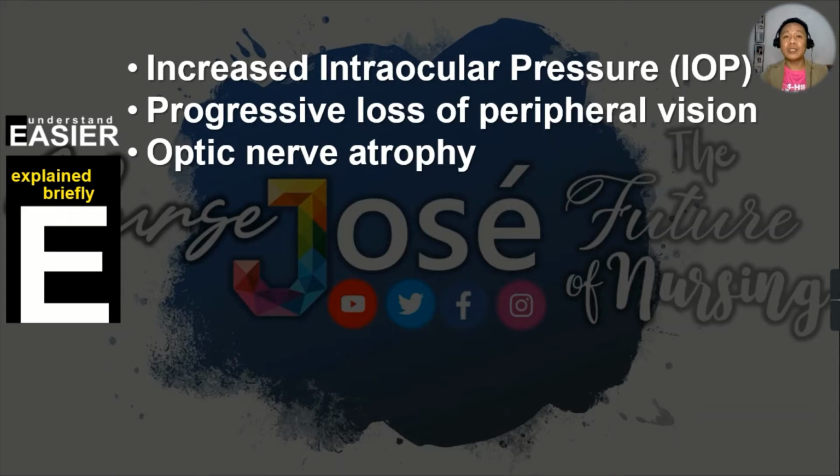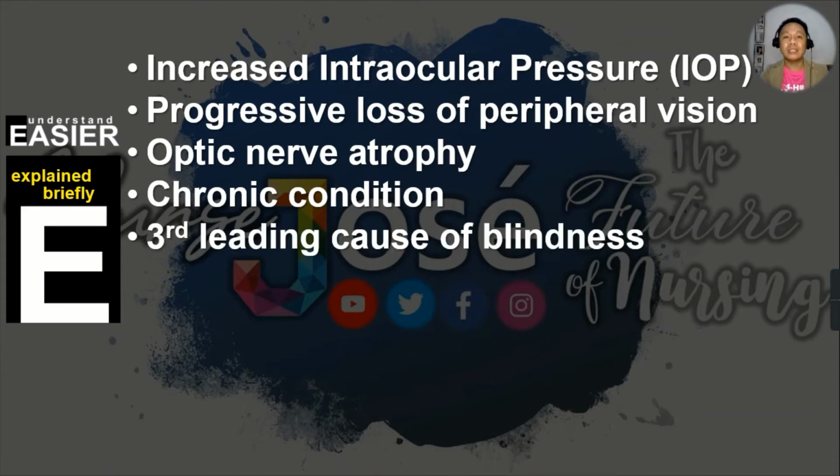Next, this is considered to be a condition that causes optic nerve atrophy. Therefore it damages the optic nerve because of the pressure that is present. At the same time, this condition is chronic, and that's why it is called a progressive condition. And of course glaucoma is considered to be the third leading cause of blindness in the United States and in other areas of the world.